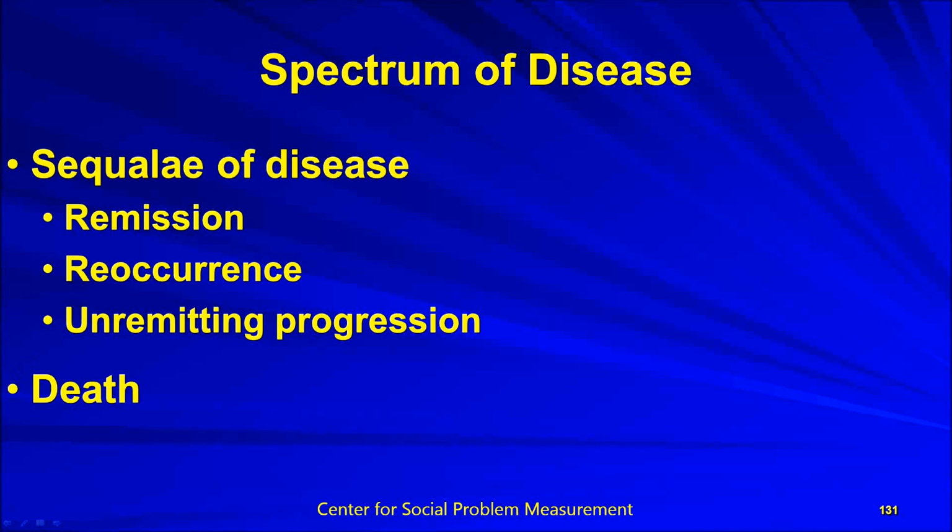So when we talk about the sequela of disease, we talk about remission, we talk about reoccurrence, we talk about unremitting progression and death. And not every disease obviously results in death, but some can. So we know that if you think about a disease and remission, you think about cancer. Well, we talk about somebody being in remission. Lot of debate about what remission is.